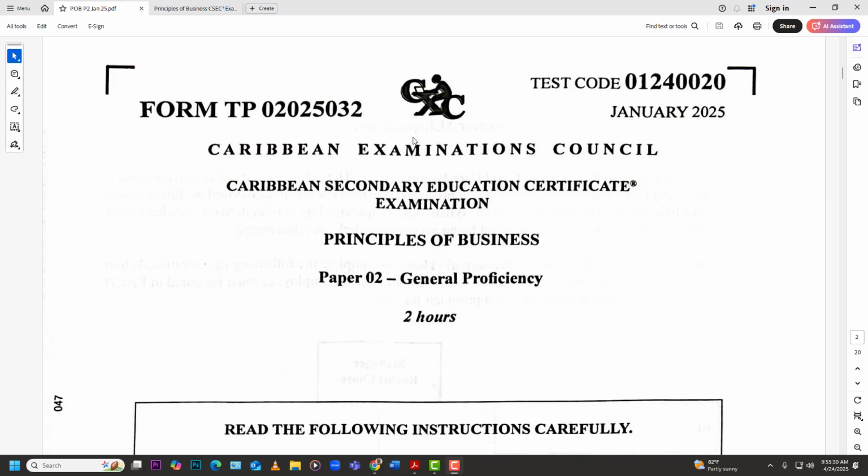And normally, module 3, question 5, normally the toughest one for most POB students, especially those who are not doing economics. So you might want to stick around for question 5.